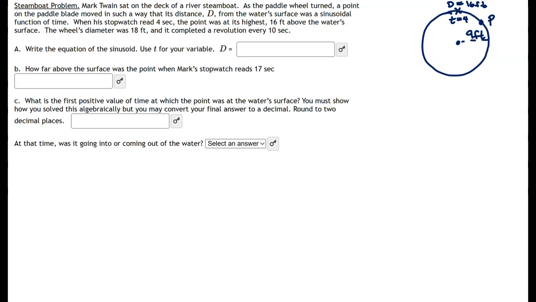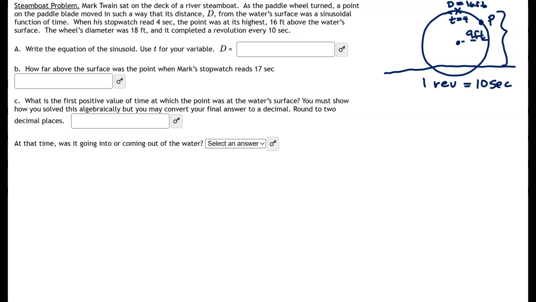Okay, and the entire diameter is 18 feet, so that means that the bottom 2 feet of this does go underwater. So d is the distance from the surface up to the top of the wheel. Okay, so we want to write our equation. Oh, one more thing that I didn't write down. It makes a complete revolution in 10 seconds.